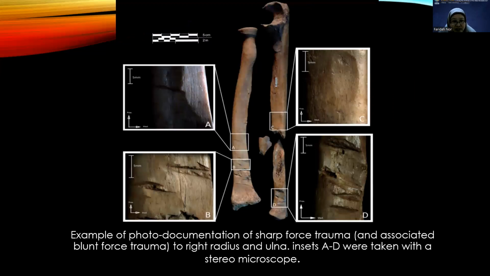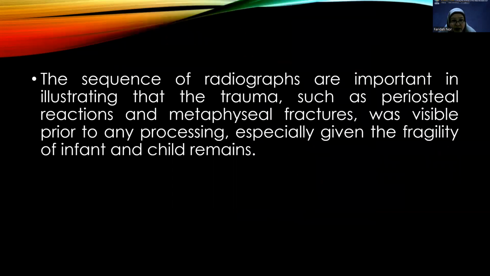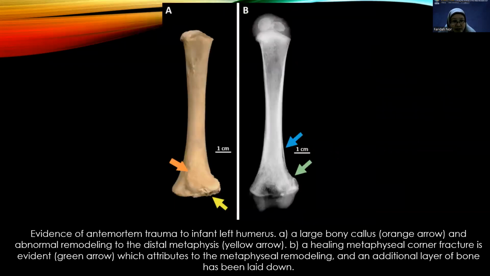Here are some pictures showing sharp injuries and blunt force injuries on the radius and ulna using a special microscope. The order of X-rays is crucial to show signs of trauma and fractures before and after an accident, and this is especially important for delicate remains. There are signs of injury if you look at the bony contours with the extra bone formation, and here as well.